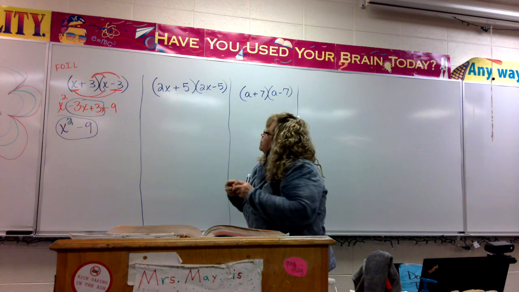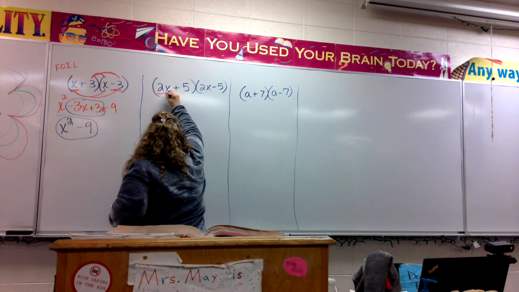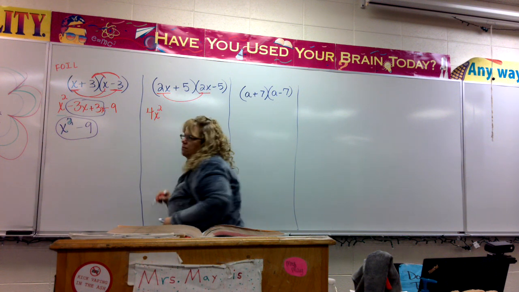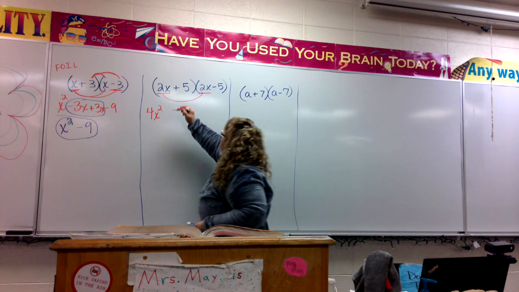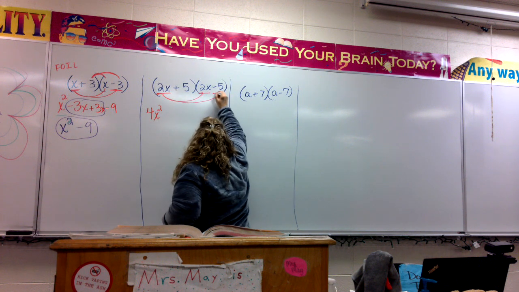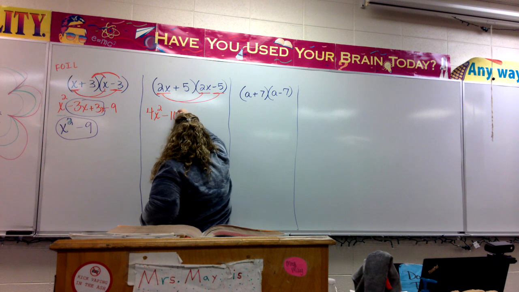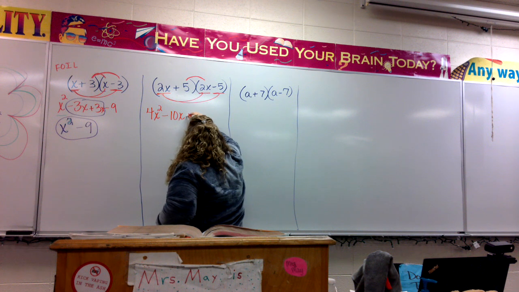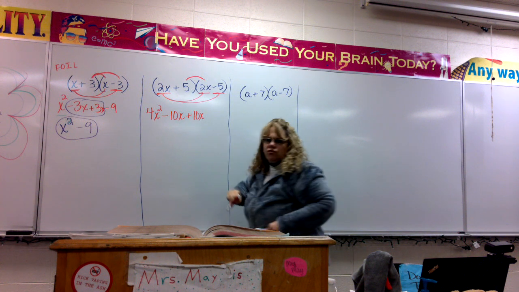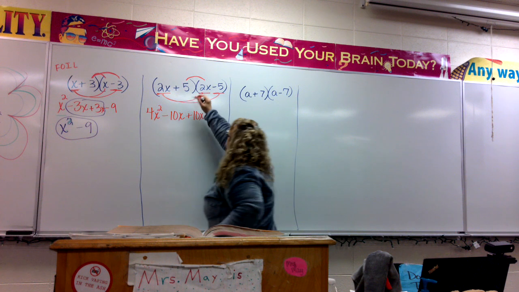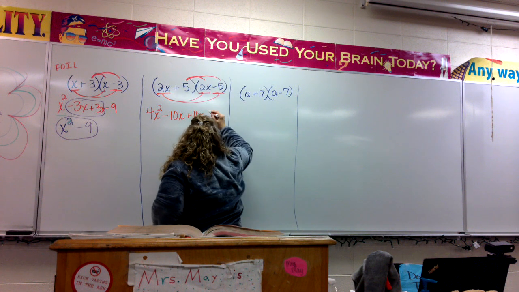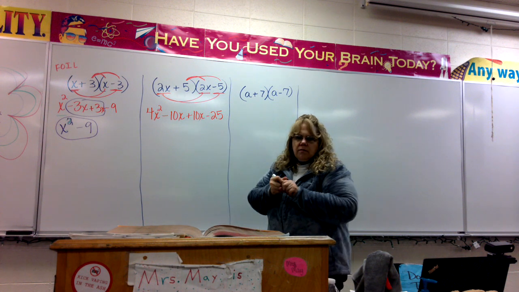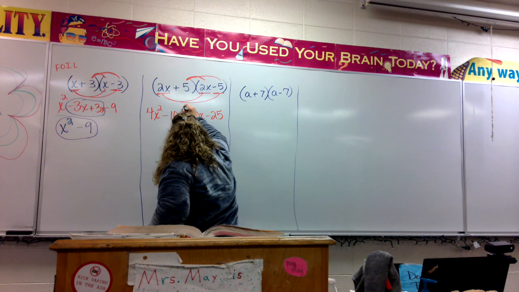Let's do another one. I have first 2X times 2X. Is that 4X squared? Maybe? And then what's 2X times -5? -10X. Then I'm going to move over and do these two. Positive 10X. Agree? And then what's positive 5 times -5? Here, I'll circle these two because they're the same.